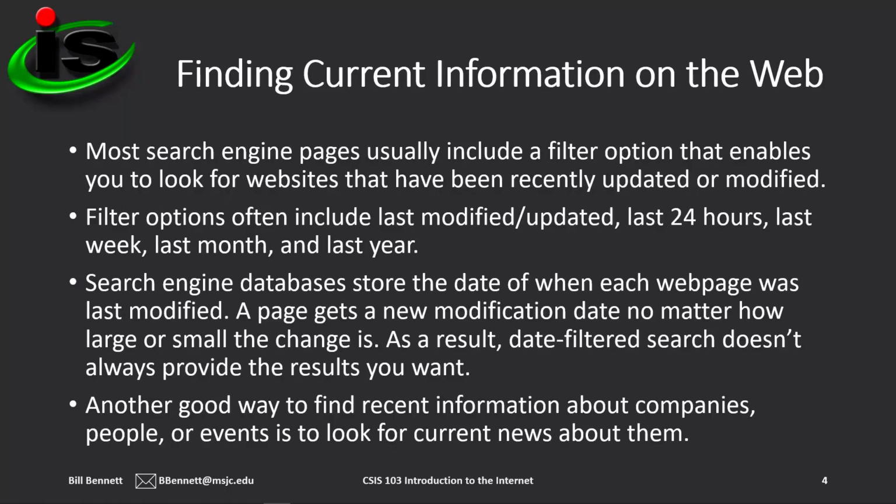When a web server sends a web page to a browser, or a search engine's web robot, it includes a header that contains information about the page, including the date it was last modified. Search engines then store this information in their databases and use it to create date-filtered results.